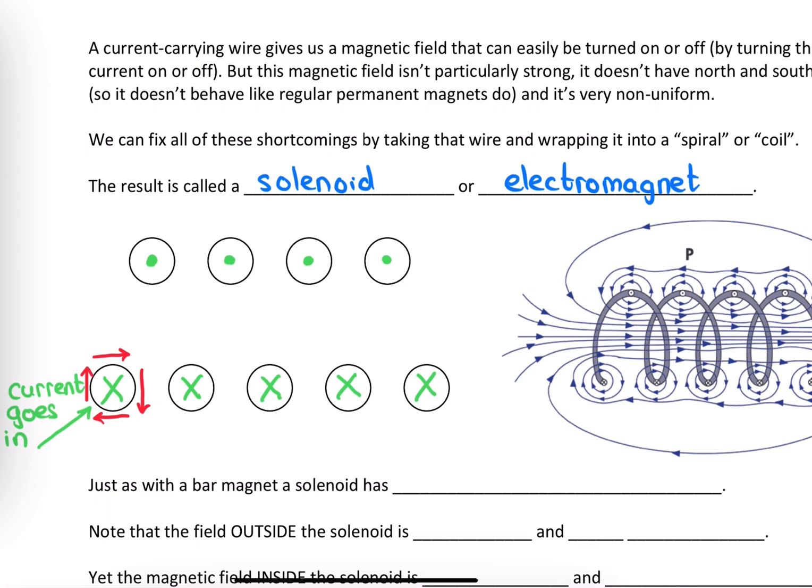And then the same is going to be true of the wire beside it. It's also got current going into the page, so the field created by it will be going clockwise.